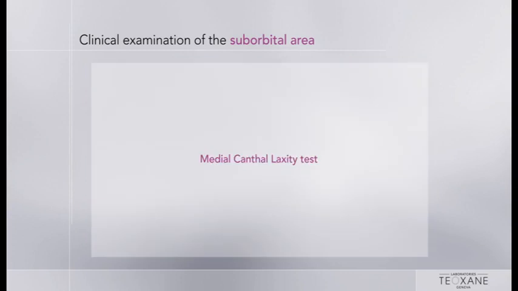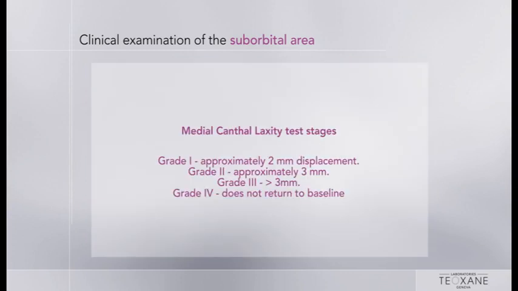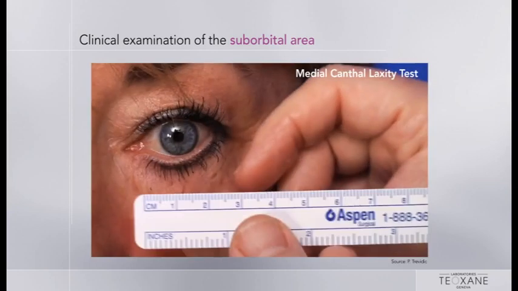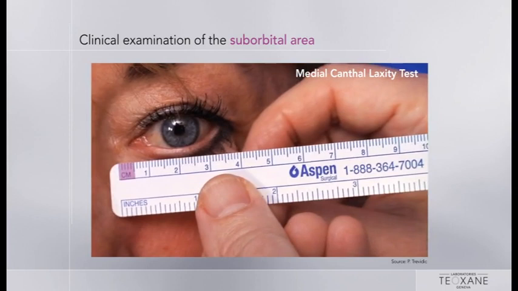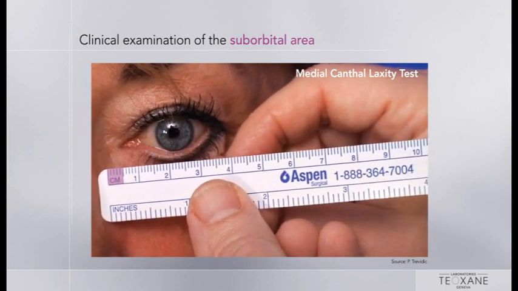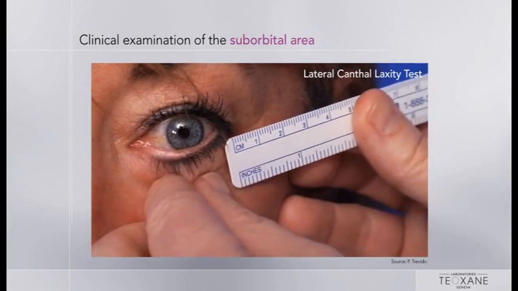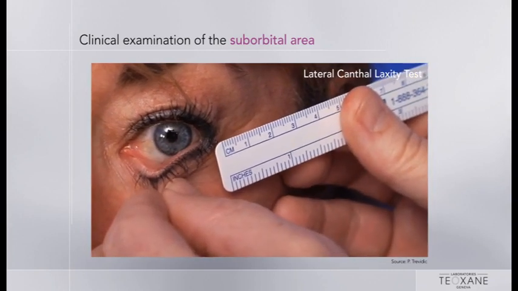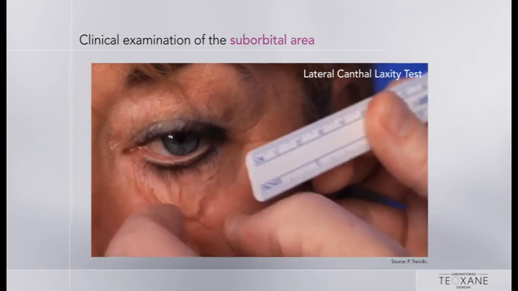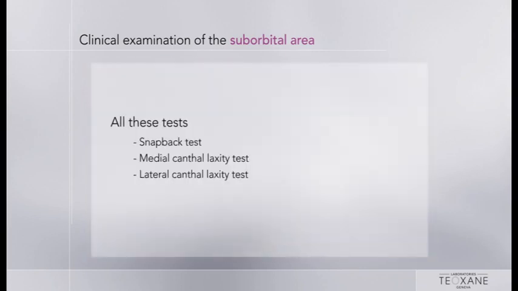The medial canthus laxity test also enables, by the calculation of the displacement of the medial canthus point, to visualize the skin laxity. The lateral canthus laxity test is equivalent to the previous test, but is located at the lateral canthus. In total, all these tests enable to assess the potential laxity of the lower eyelid.